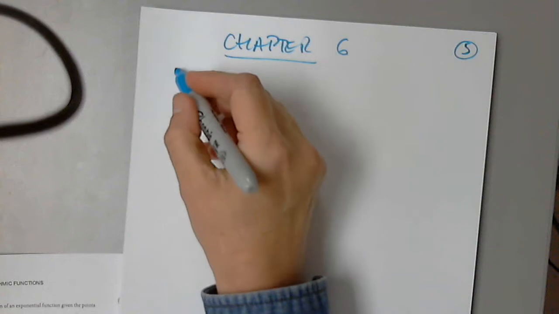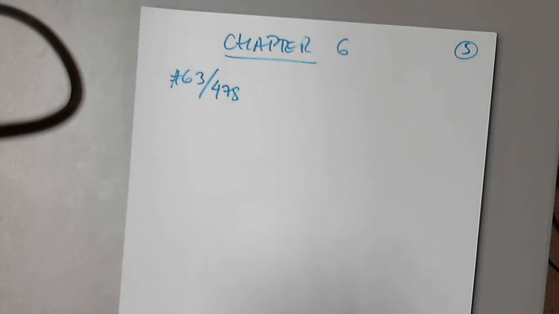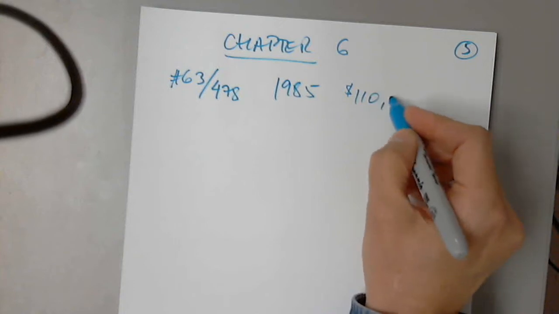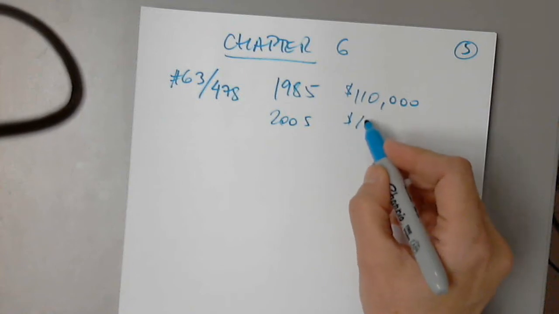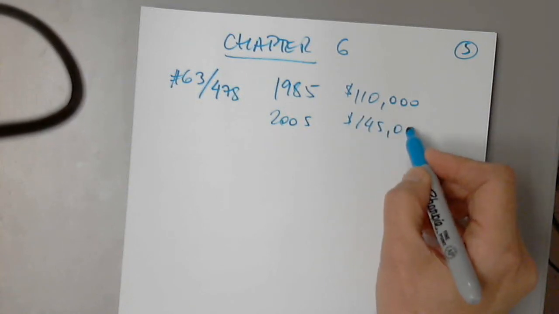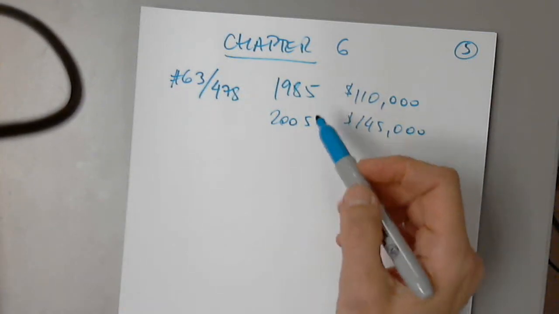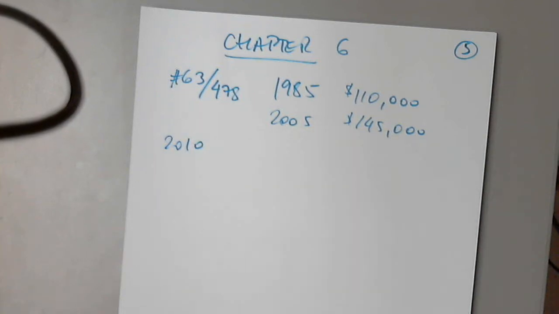So, again, let's go back to it. Problem 63 on page 478. In 1985, they say the cost or the value was this. In 2005, they say the value was 145,000. And what was the annual growth rate between 1985 and 2005? Assume that the value continued to grow by the same percentage. What was the value of the house then in 2010?